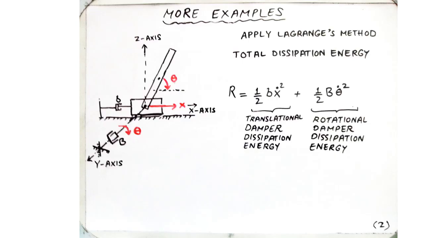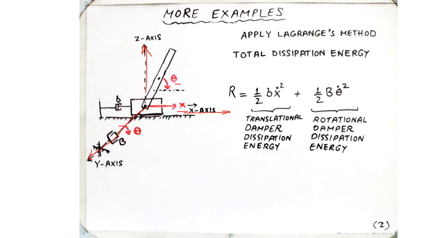Once the appropriate displacement variables have been defined, which in this case are the linear displacement x of mass m1 and the angular displacement theta of the pendulum bar, the next step is to define the appropriate reference axis system. We can just say that the x-axis is taken in the horizontal direction and the z-axis is taken in the vertical direction and the y-axis is taken out of the plane as shown here.